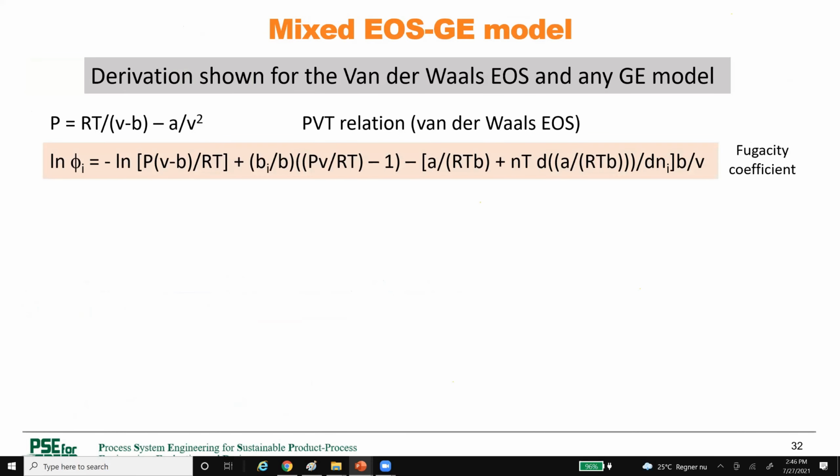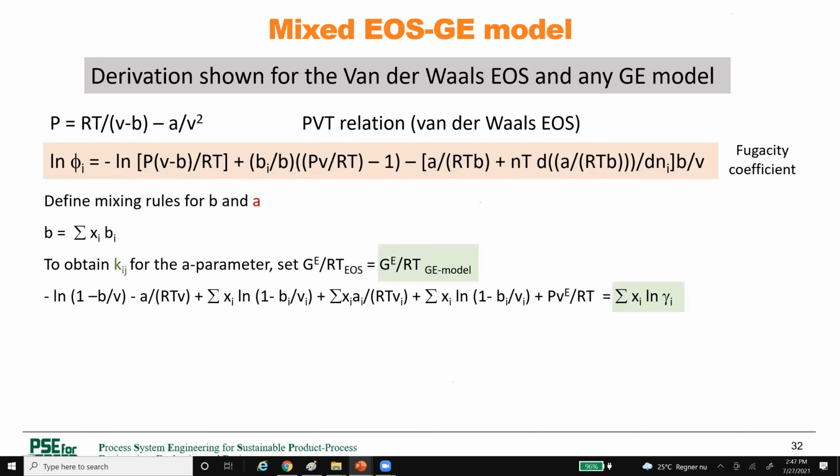So in the combined equation of state GE model, we take an equation of state like the Van der Waals equation that you see in the top, and then we write the fugacity coefficient expression that you see in the shaded equation. And in this equation, there is the A parameter, and we need to calculate the A parameter. The B is easy. We use an ideal mixing rule to calculate B.